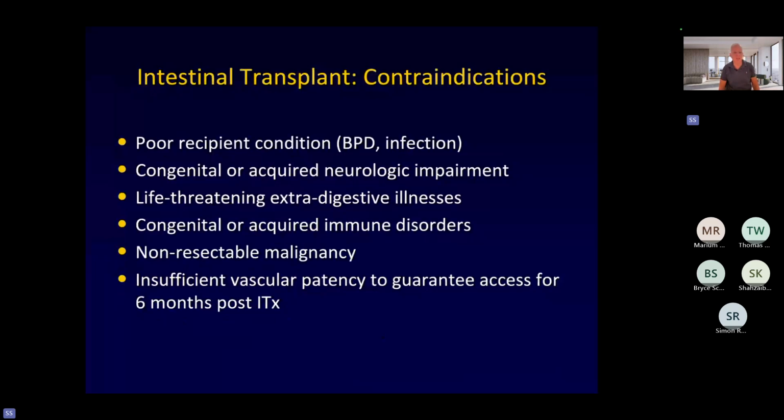Contraindications for transplantation: poor recipient condition, the presence of congenital or acquired neurologic impairment, life-threatening diseases outside of the GI tract, congenital or acquired immune disorders. Obviously, these patients have to be immunosuppressed. A non-resectable malignancy, or insufficient vascular patency to guarantee access for 6 months post-intestinal transplant. This is extremely important because patients on long-term parenteral nutrition have indwelling catheters. And when you start to see the sites being used up, that can become a significant problem in terms of survival.